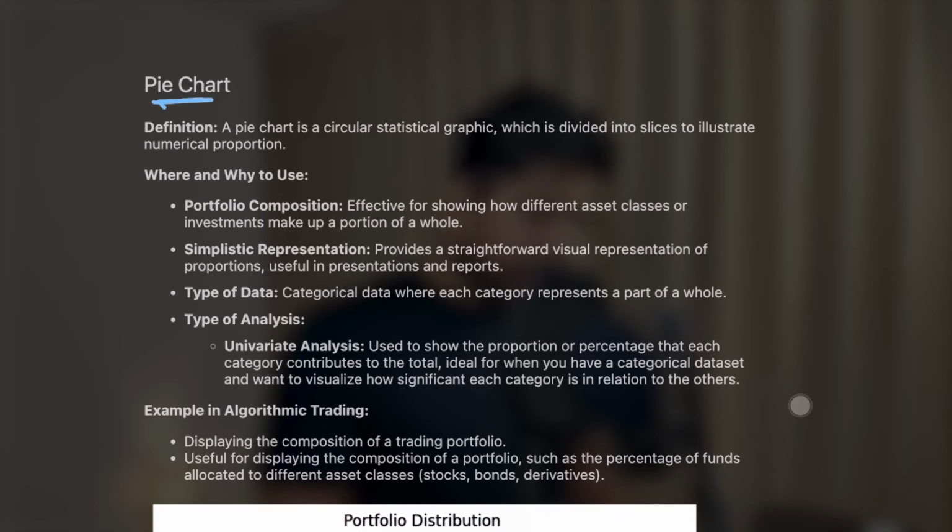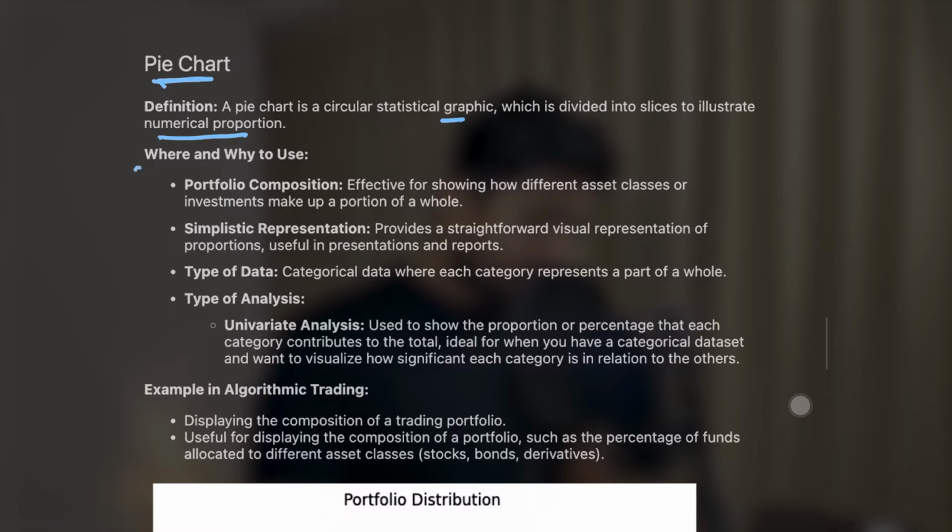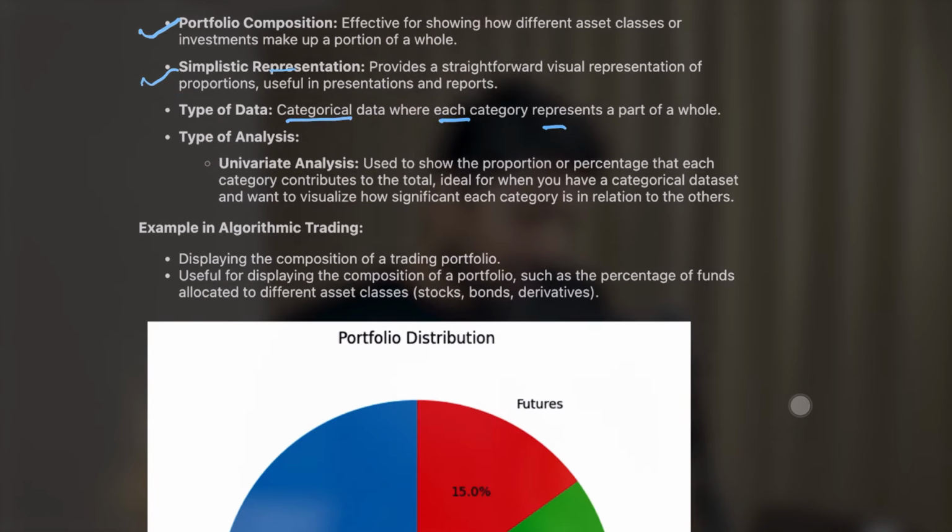Pie chart. A pie chart is a circular statistical graphic which is divided into slices to illustrate numerical proportion. Right? You can see here, this is the pie chart. Where and why to use? We can use the pie chart for portfolio composition. We can use the pie chart for simplistic representation, and also on categorical data where each category represents a part of a whole. And for the type of analysis, we can use it for univariate analysis, right?